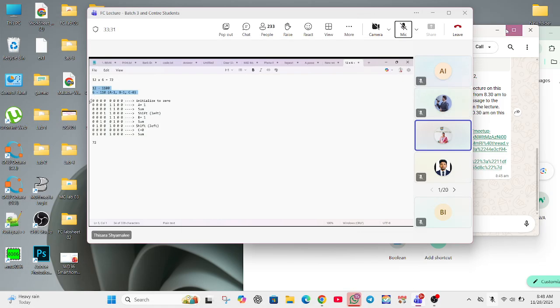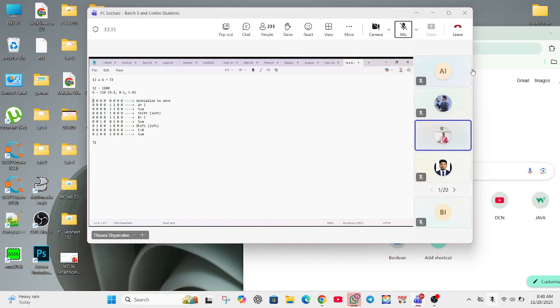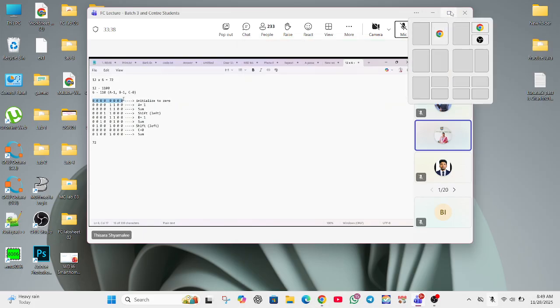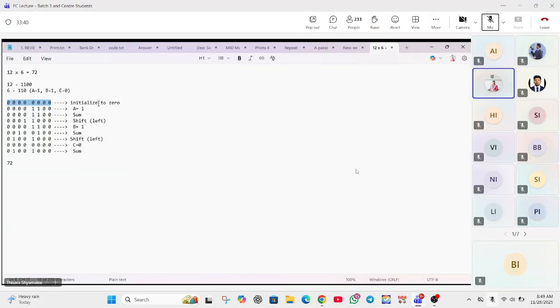Then the second step is, first of all, you need to write down 8 zeros, initialized to 0. That step we call initialized to 0. Eight zeros.